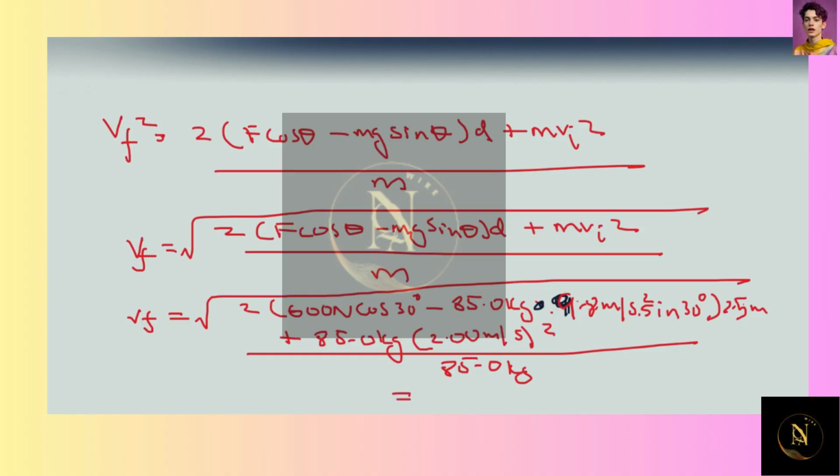So 600 cosine 30, 85, 9.8. This is 9.8 meters per second squared, times the displacement, sine of 30, m 85. Plug in the numbers, we get 85 times v initial squared, 2.00 meters per second. So v final gives us a value of approximately 3.17 meters per second. So this is a strategy that you can use to find the final velocity. Keep the variable up until the end, and you get a lot of points for that. And you can always recheck your steps backward.